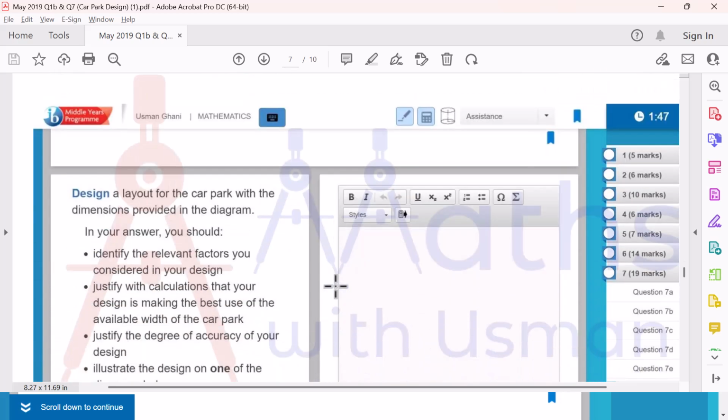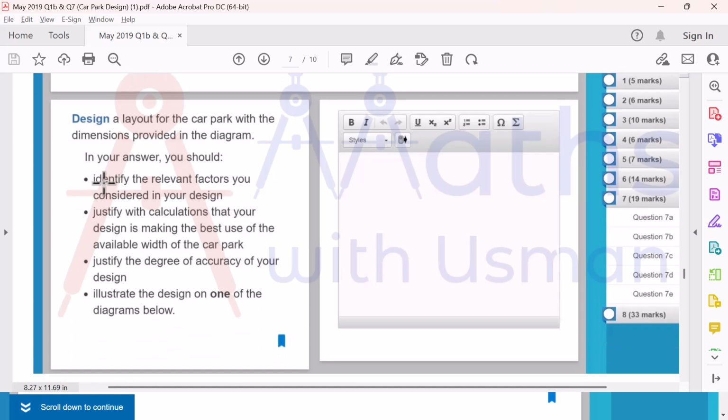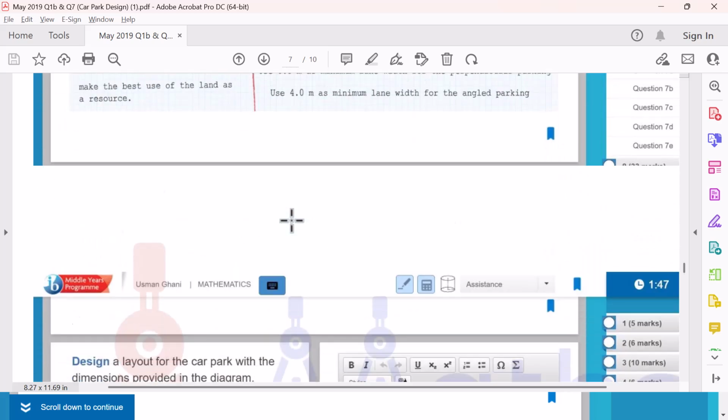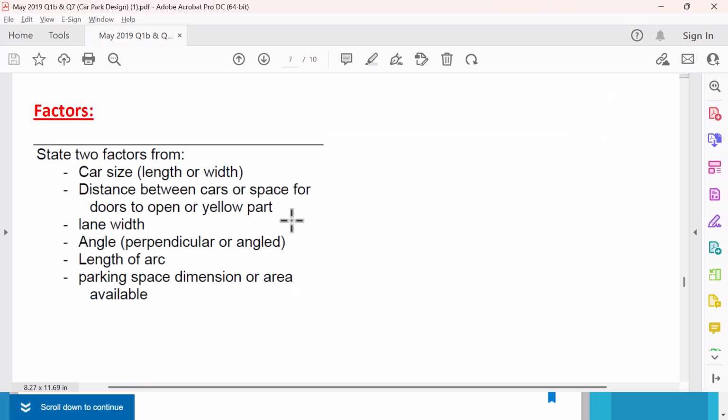Now, obviously, design a layout. In your answer, you should identify the relevant factors. Well, my factors, as easy as pie, are going to be the conditions that you impose on me. They are also going to be the size of every car. So the size of every car also depends on how many cars I can fit in there. The size of the parking lot, the dimensions of the parking lot, that is also going to be a factor.